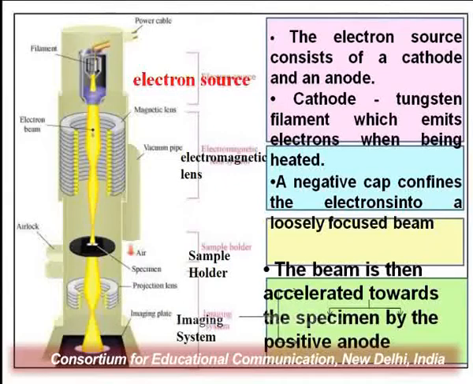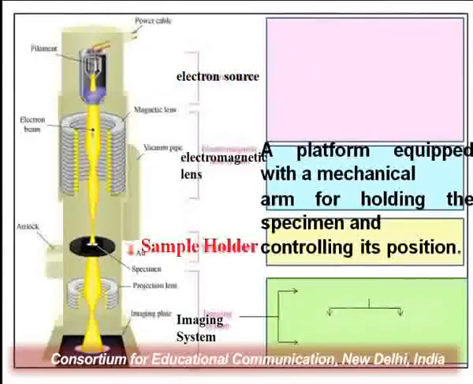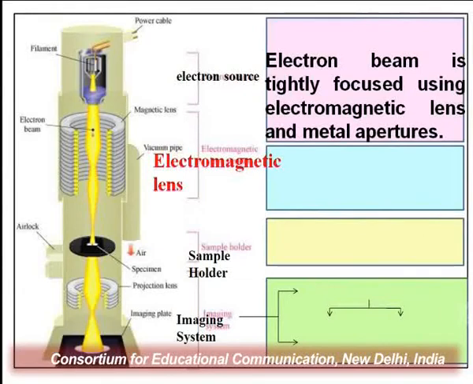So here we see in the diagram, the next part is the electromagnetic lenses. Electron beam is tightly focused using these electromagnetic lenses and the metal aperture, which are used to direct the electron beam in a particular direction towards the sample.